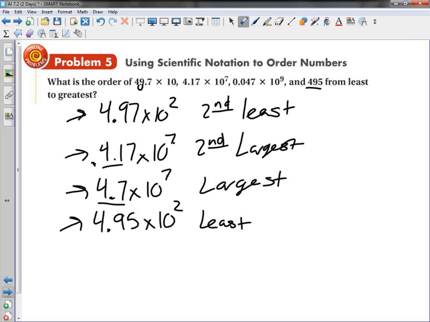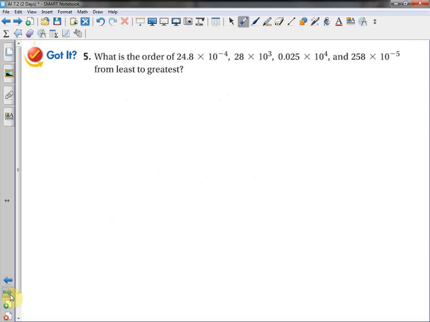All right, here I want you to order these ones in scientific notation. If you need help, refer to your notes or the previous problem. And here's your homework assignment.